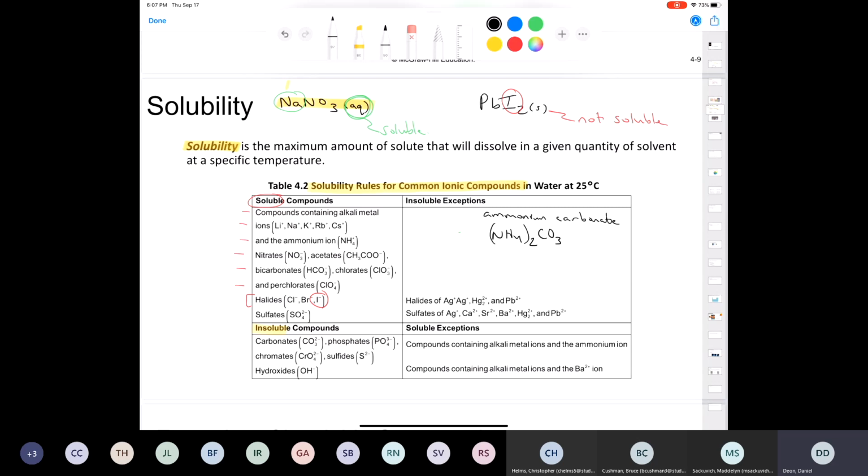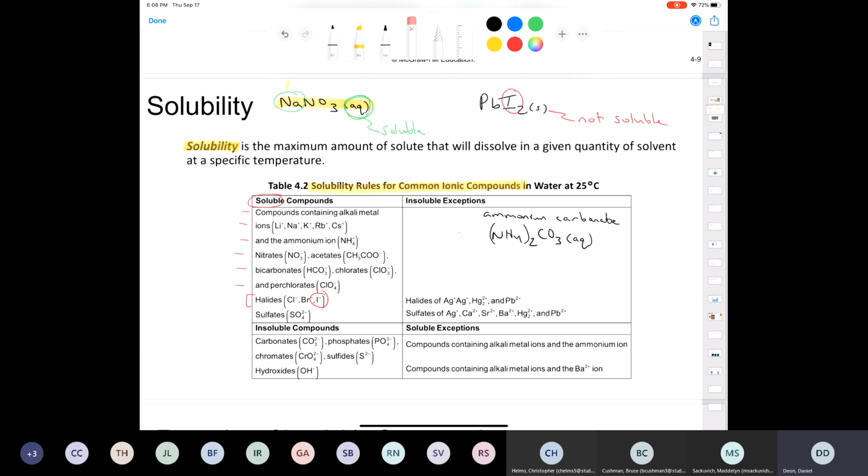Well, let's see here. Carbonates. Hey, carbonates are insoluble. Okay, cool. Let's go over to the exceptions. Compounds containing alkali metals. Ammonium isn't an alkali metal. Oops. And the ammonium ion. So that tells us that this is an exception and it must be soluble. And so we're going to put aq like that. Okay. Well, let's try one more.